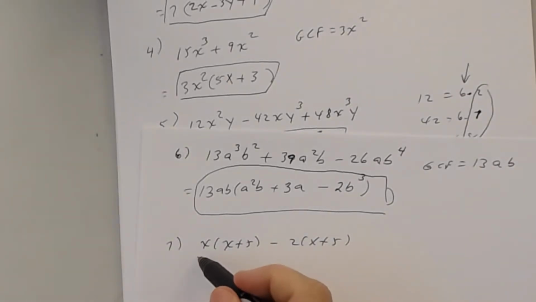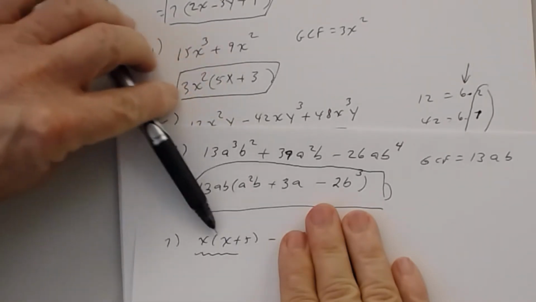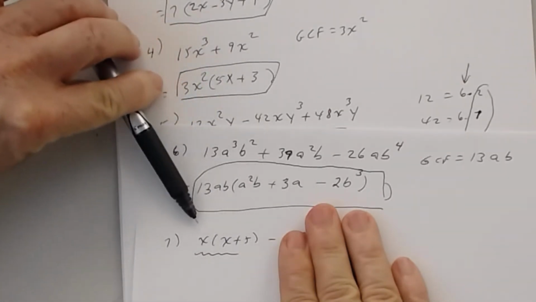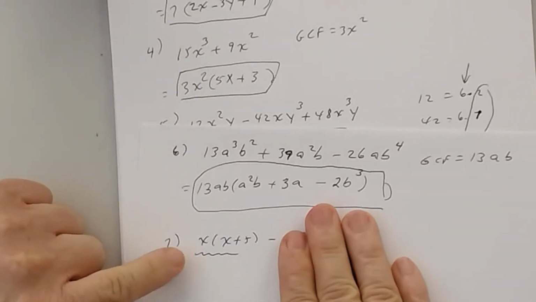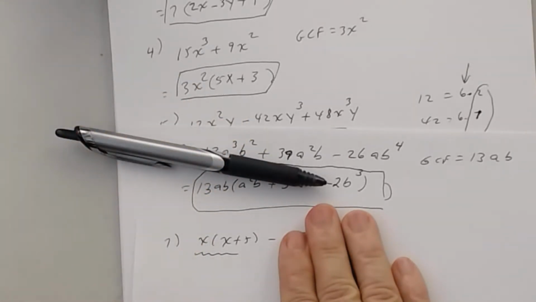Here, I'm going to underline this, and I'm going to underline this. If I cover this part up, isn't this a product of factors? Yes. What are the factors? Remember, factors are separated by a multiplication symbol. So if I read this, I read it as x times what? x plus 5. So your factors are x and, no, not 5, x plus 5. x and x plus 5.